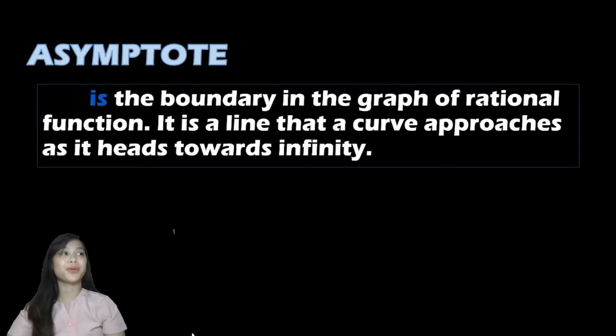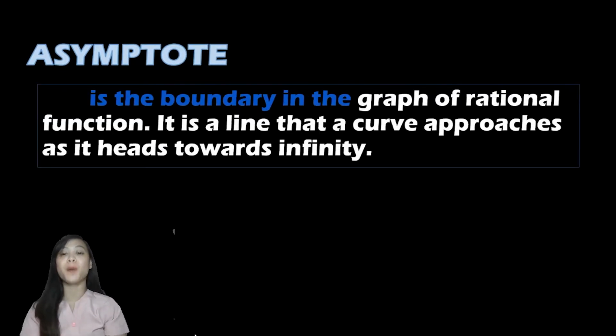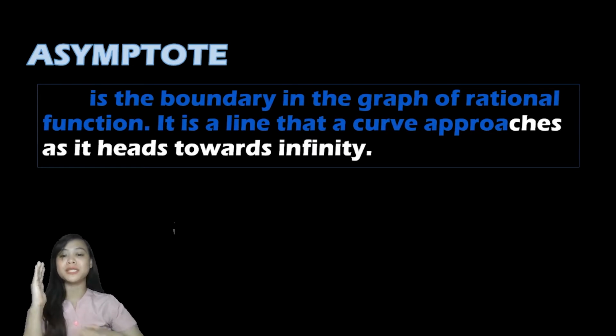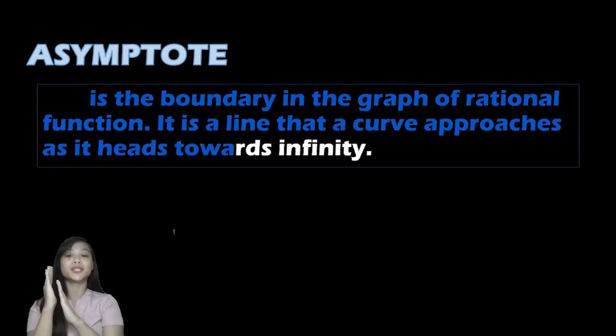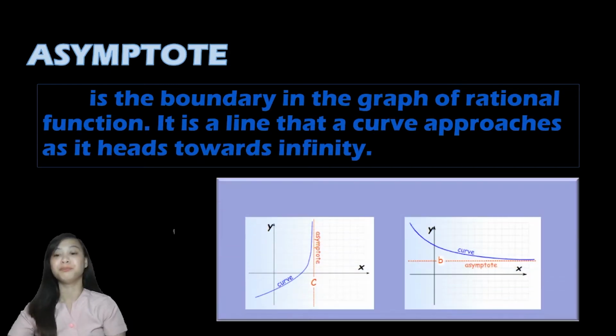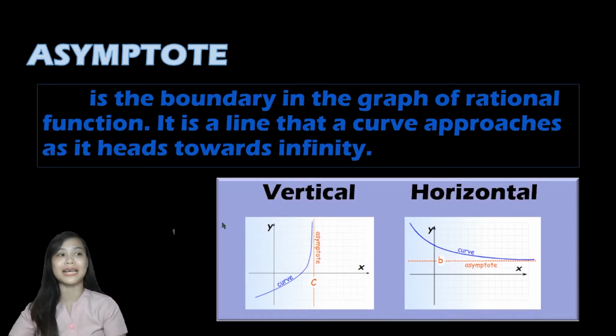For the last, we have the asymptote. An asymptote is the boundary in the graph of a rational function. It is the line that a curve approaches as it heads towards infinity. We have illustrations here for the vertical asymptote and the horizontal asymptote.